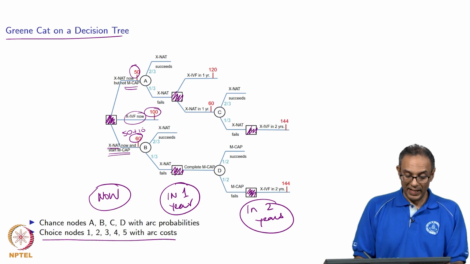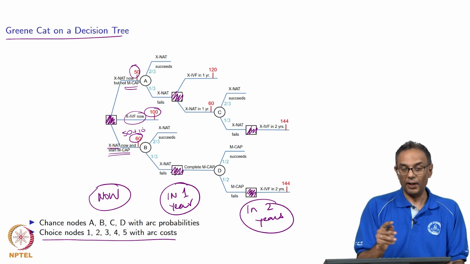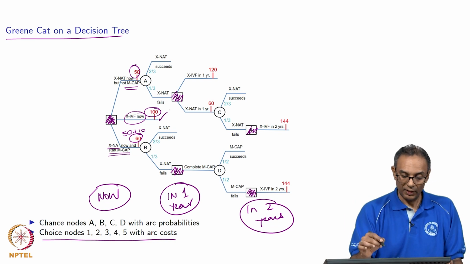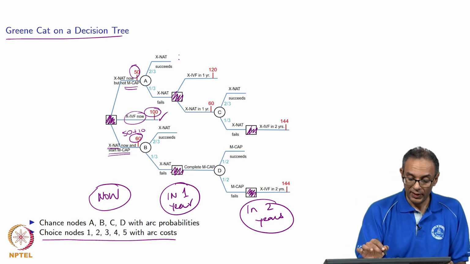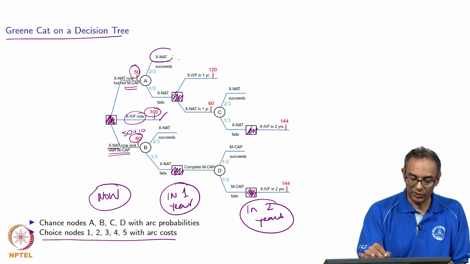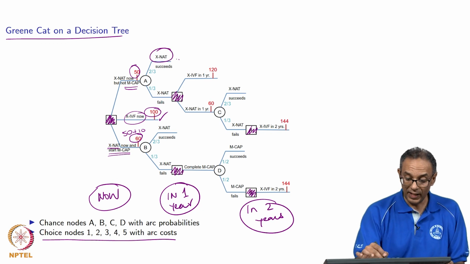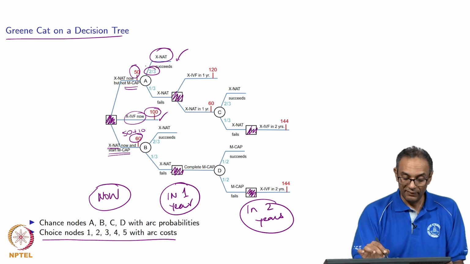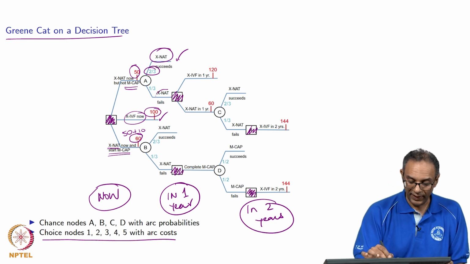Now, let me just go branch by branch of this tree. This tree is done. Once you are here, you are done. Now, this tree here is if the natural crossbreed is successful, we are done. That happens with probability 2/3. If the natural crossbreed fails, that happens with probability 1/3.